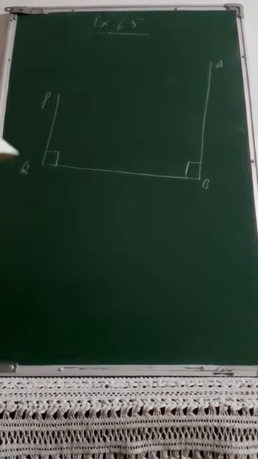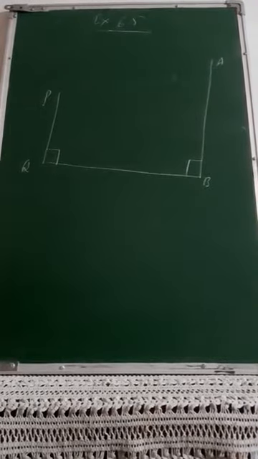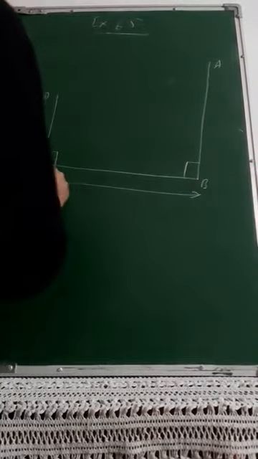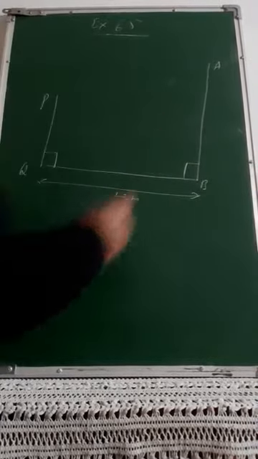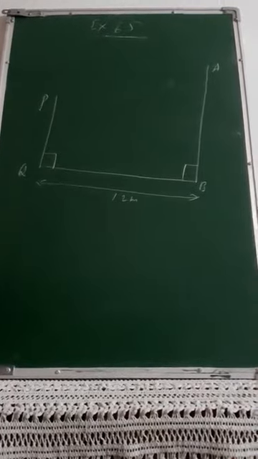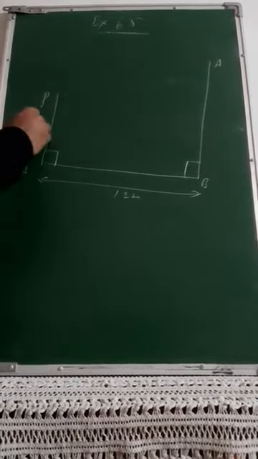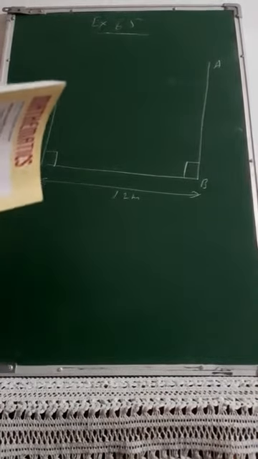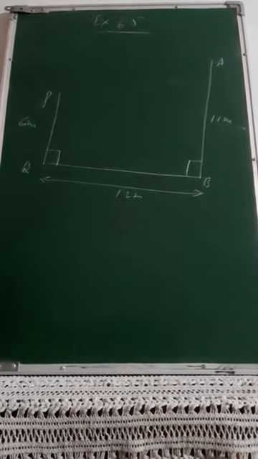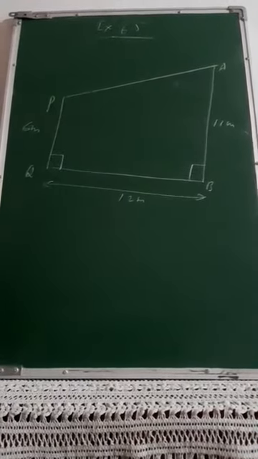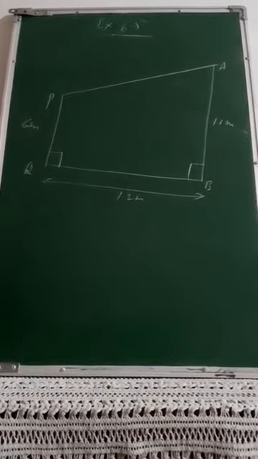The distance between their feet is given to you, and that is 12 meters. And the heights of the poles are also given. One is of 6 meters, the smaller one, and the longer one is of 11 meters height. So this is of 11 meters. On the basis of this information, you need to determine the distance between their tops. So this is the situation.